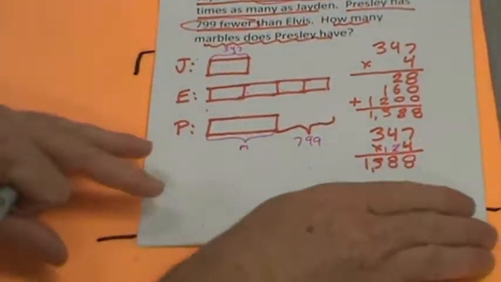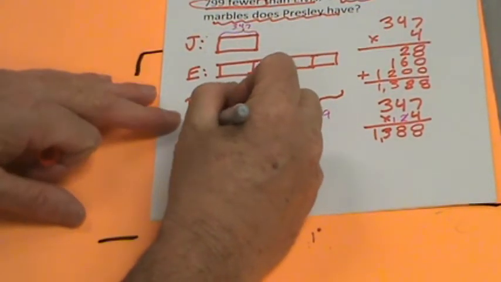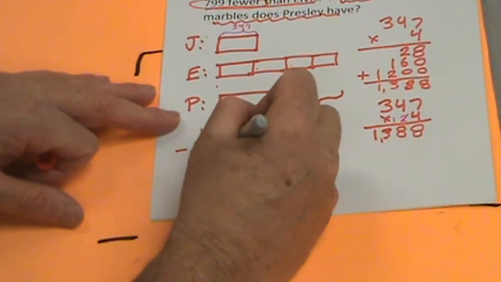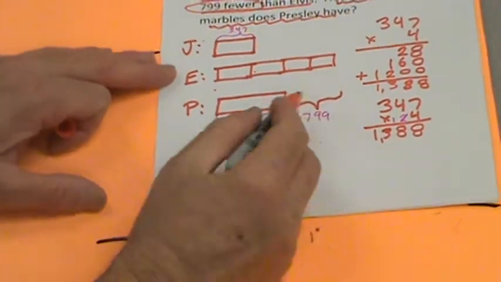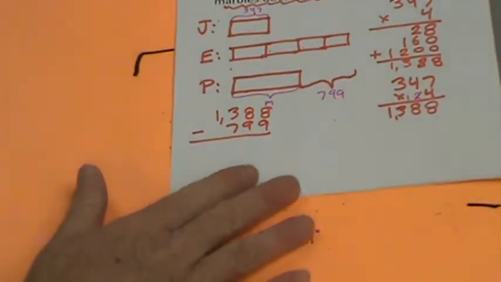Remember, Presley has 799 fewer marbles than Elvis, so it's time to do a little subtraction. We're going to take this 1,388 and subtract 799. That'll give us Presley. We know Presley has 799 less than Elvis. Elvis, we now know, has 1,388. So let's come right over here and do some subtraction.